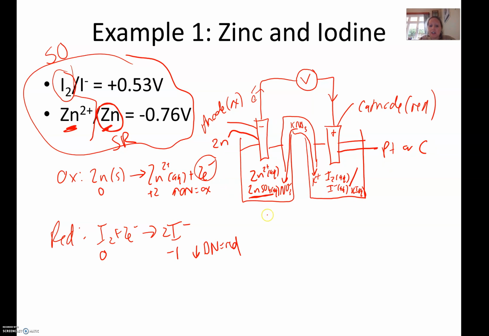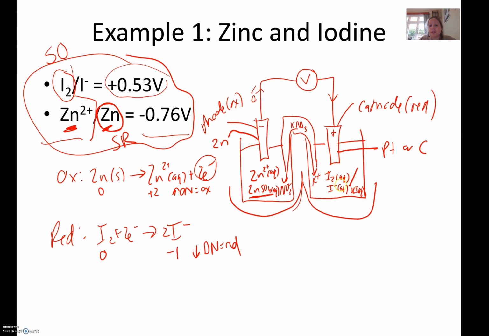So we've got our oxidation half cell over here. So this is all oxidation and this is reduction. Okay, during oxidation, zinc's going to get oxidized to zinc 2+, and we know this because zinc has the lower reduction potential and therefore it will get oxidized. Electrons flow from the anode to the cathode. I2 is getting reduced, and we know this because it's got the higher reduction potential.